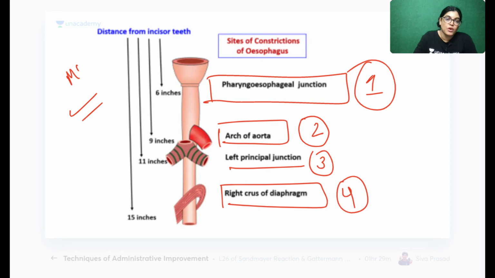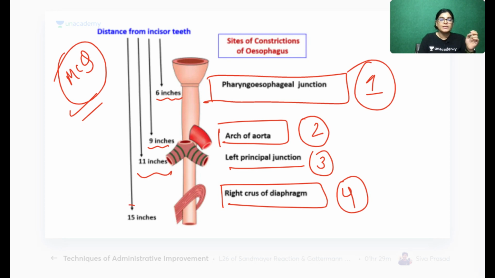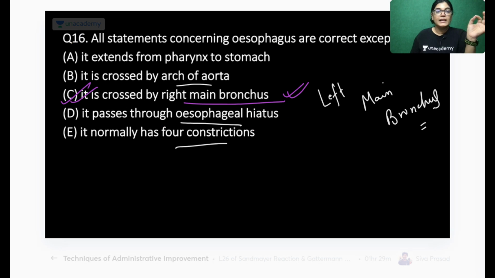So for your MCQs and for the previous sessions of the FMG examination, what is important is that you should also know the approximate distance of these constrictions from the incisor teeth. It is approximately 6 inches for the first, pharyngeal constriction, then 9 inches, then 11 inches, and the esophageal opening is at the corresponding level of 15 inches from the incisor teeth. So all of you, please note down the levels of constriction also. This has also been asked in previous years. Let's move on to the next, question number 17. All the best.